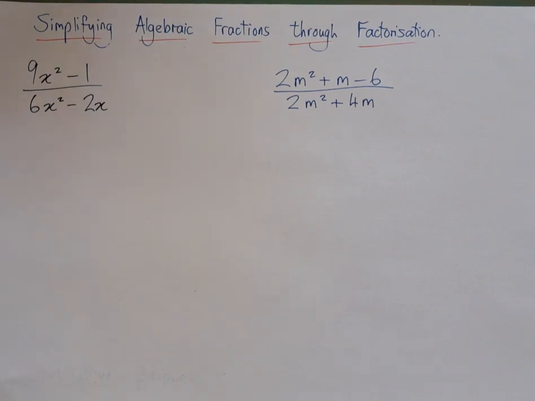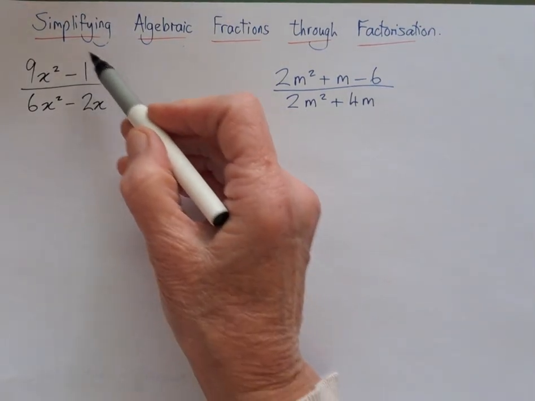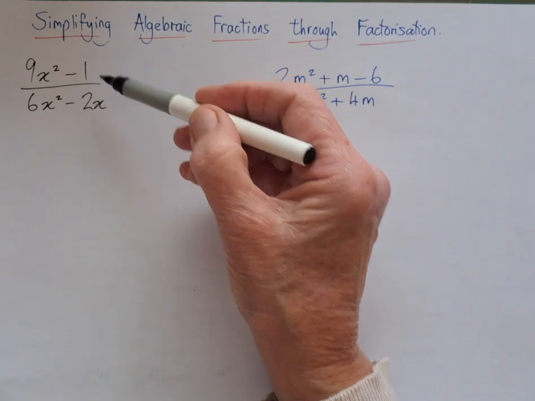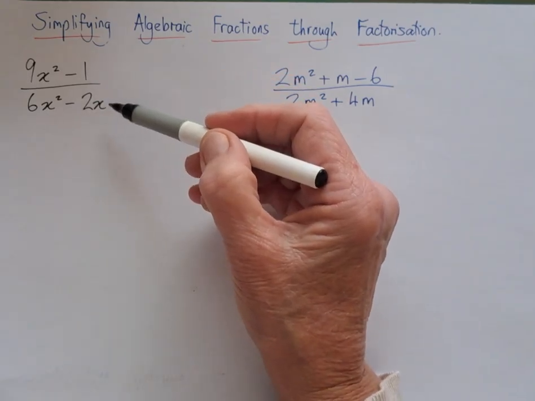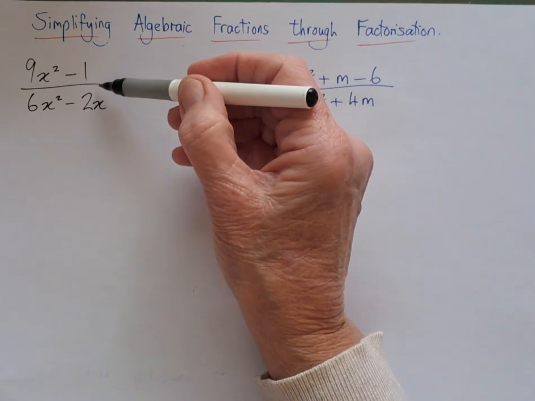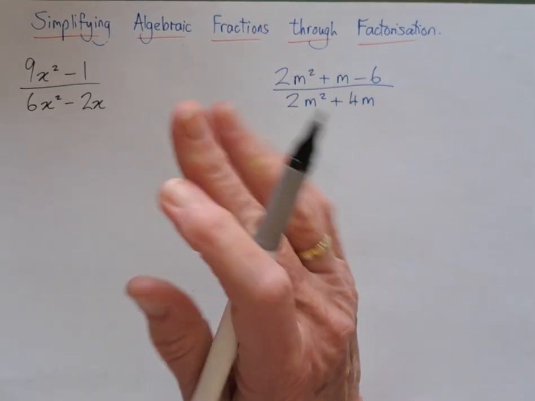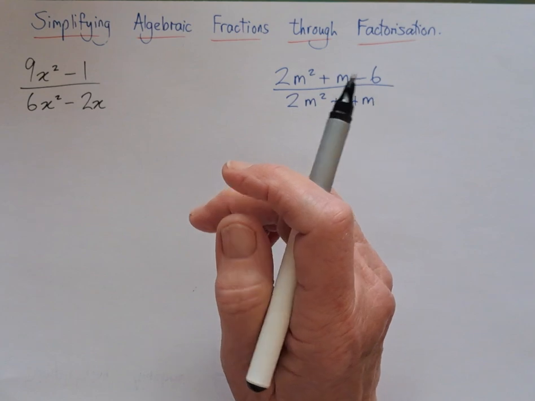Now that we've looked at all the different types of factorization, we're going to put them all together and start to simplify algebraic fractions using factorization. If we look at the first fraction, we have a numerator and a denominator, and we know that in division, which this line is denoting, we can cross cancel. We've looked at that in lots of different videos.